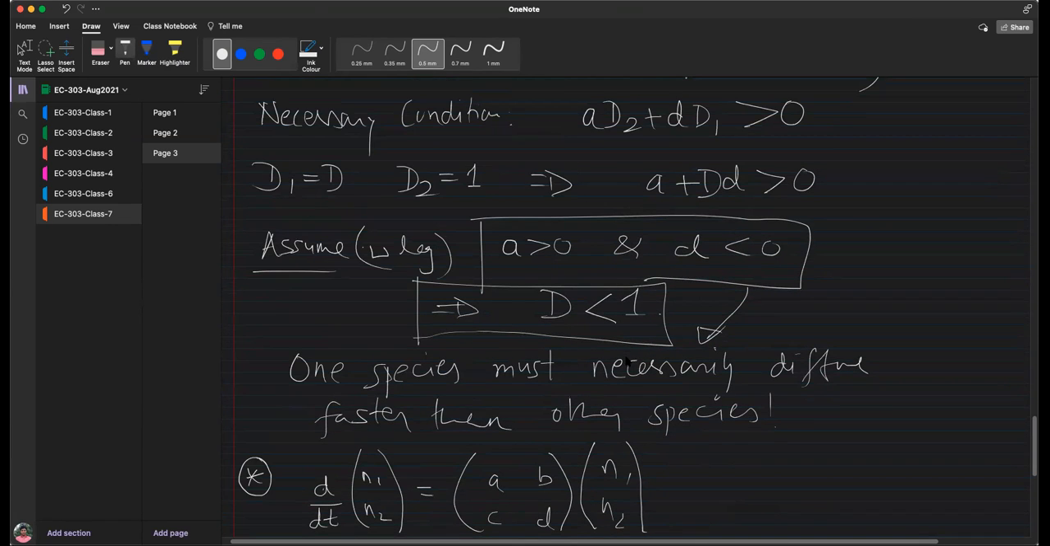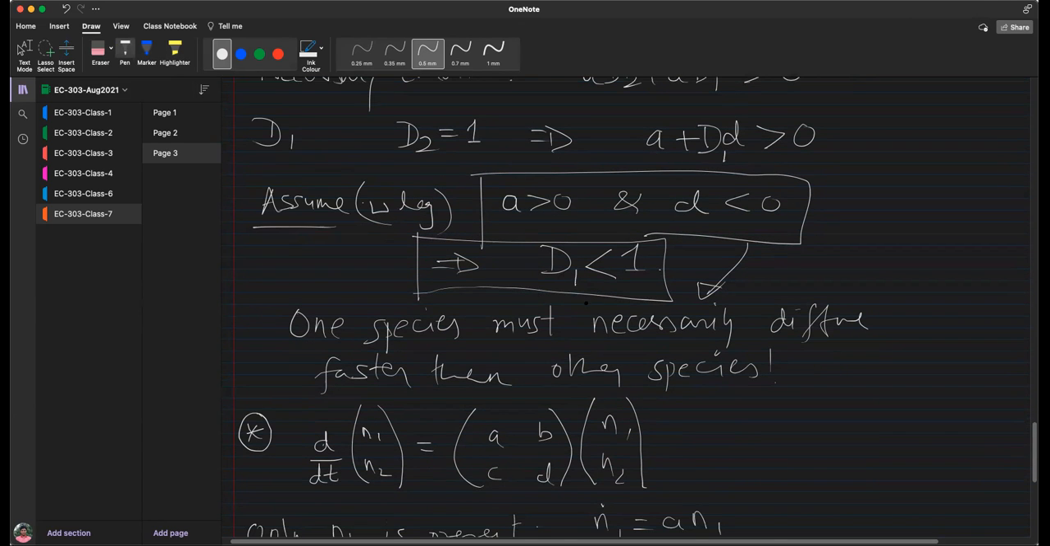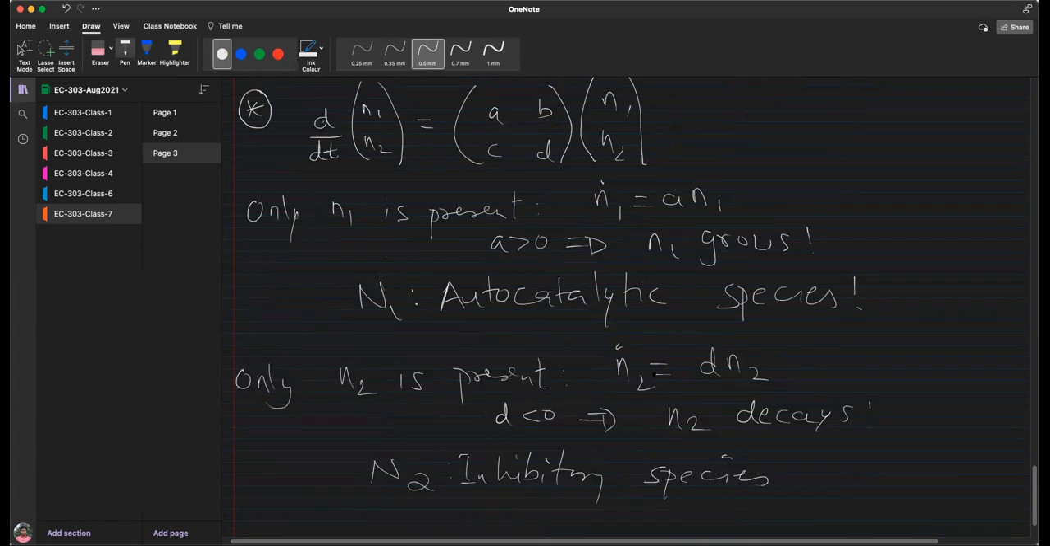I think I should actually do the following. I should not change D1 at all. I should just set D2 to 1. That just makes life easy. D1 is less than 1. What is D1? D1 is the diffusion of the autocatalytic species.